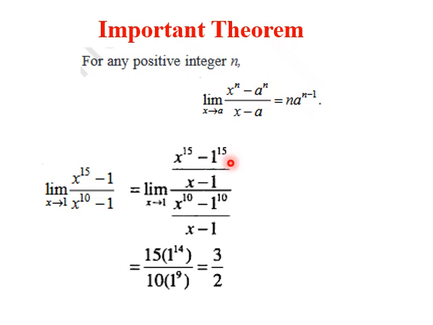Now the solution for the numerator will be n a^(n minus 1). Here n is 15, a is 1, n minus 1 is 14. So 15 into 1^14. Similarly, here it will be 10 into 1^9. This is 1. So 15 by 10 is 3 by 2. This is the answer.